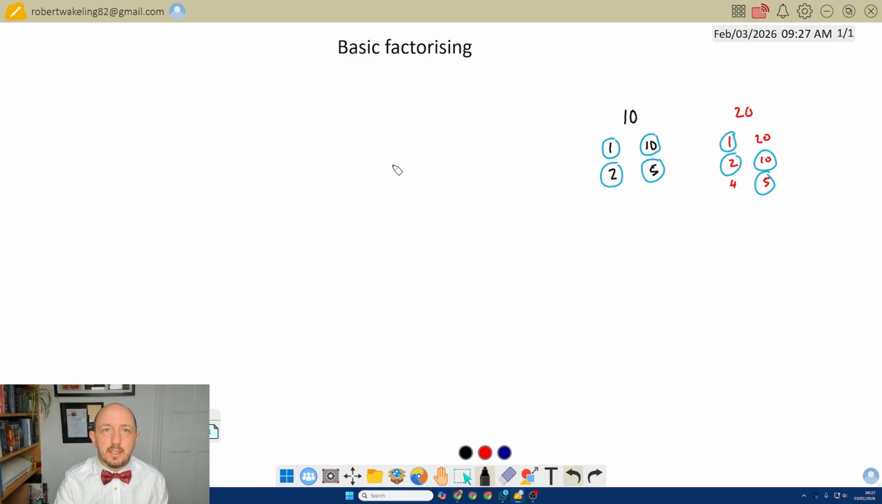So let's say we have 10x plus 20. The process of factorising is essentially looking for numbers that go into both 10 and 20, and we pull that number out and place it in front of some brackets. So 10 and 20, we've done this to the side here. We're picking out the highest common factor, which is 10, and we place that in front of the brackets.